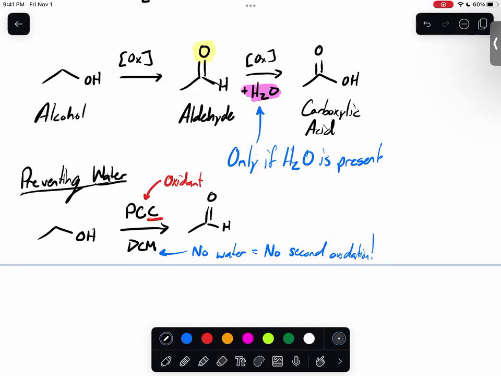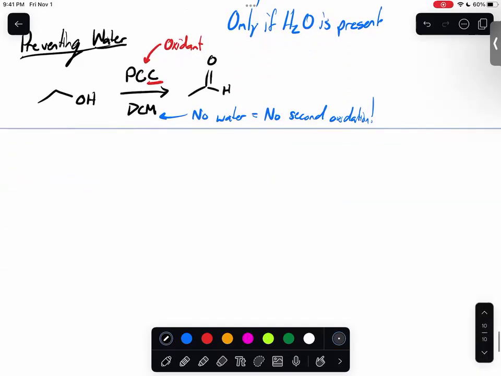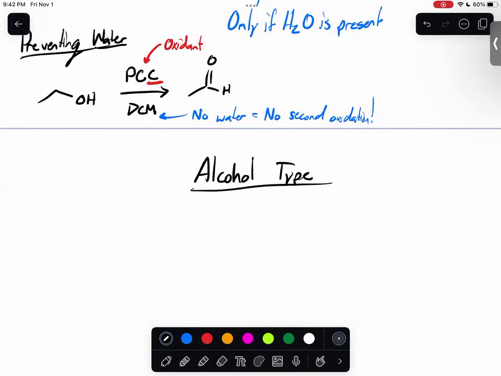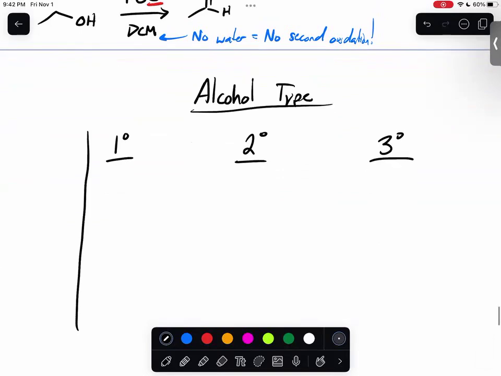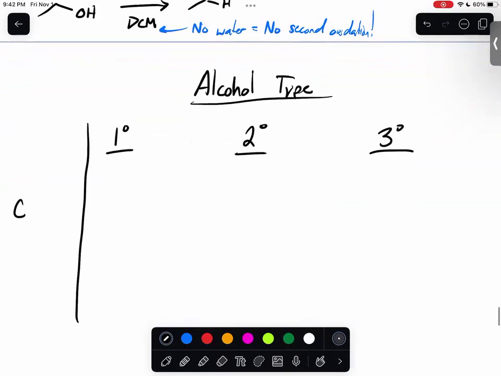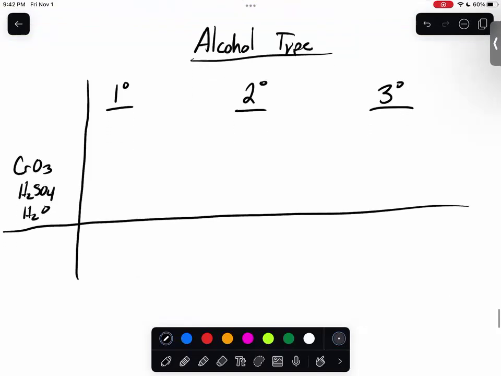So with that being said, we have a nice little table that we can create with the alcohol type, right? So that one we're going to split into three different categories. We can do a primary alcohol, a secondary alcohol, or a tertiary alcohol. And then we're also going to take a look at these all under two different umbrellas. One where we would be using CrO3, H2SO4, and water. And then one where we would be using PCC, which is the one without water, and DCM.